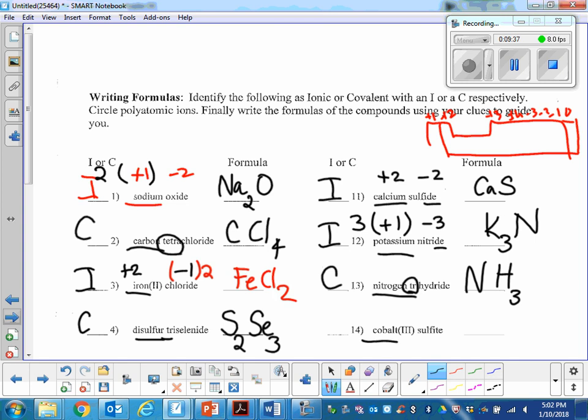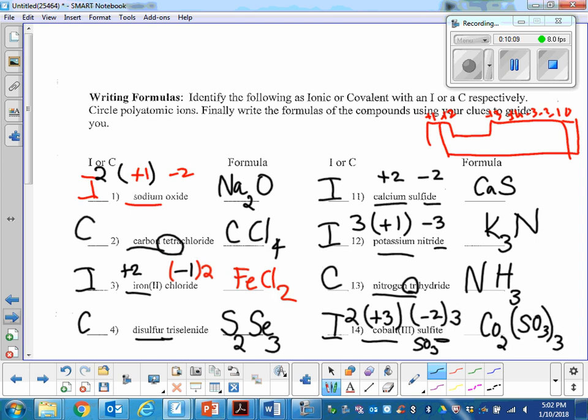Coming to the next one, cobalt is a transition metal. This is an ionic compound. The charge is listed as a Roman numeral. Now I'm looking carefully at the ending, telling me that this is a polyatomic ion, which is SO3 with a -2 charge. Now I have to balance my charges. I multiply this side by 2, that side by 3. So the final formula of this compound will be Co2, SO3 within brackets, and a 3 outside the bracket.